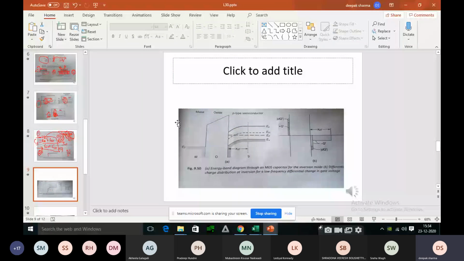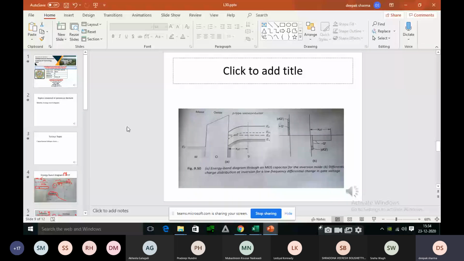And one more important question is about MOSFET: construction of MOSFET and working of MOSFET. That will be there in the next slides. I think this one is done, right?